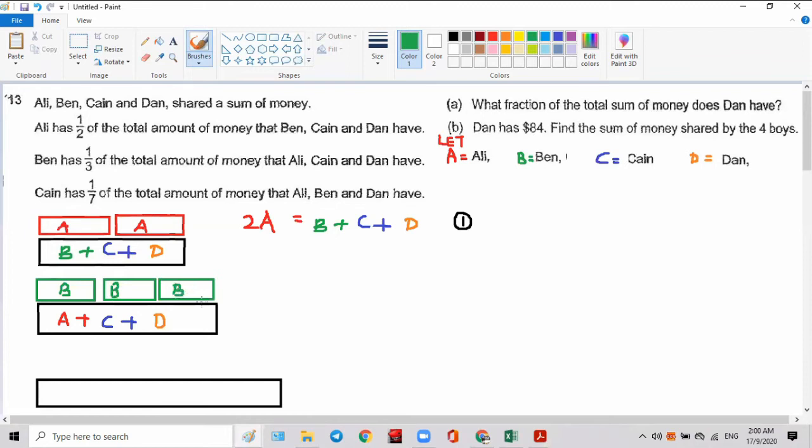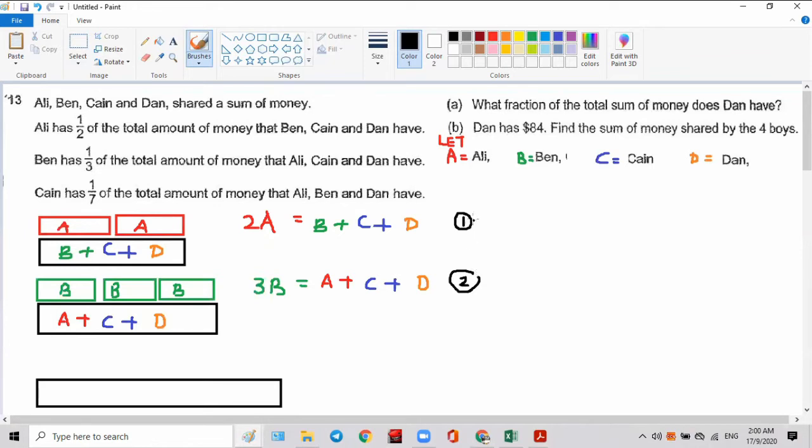So what's the equation that we can write? We'll have to write 3 Ben would be equal to your Ali, Cain, and Dan in total. Okay, which is from here. So far so good. I hope you can follow. Yeah, we'll call it statement number 2.